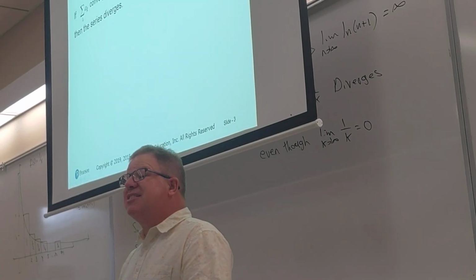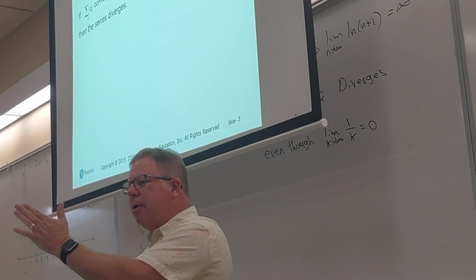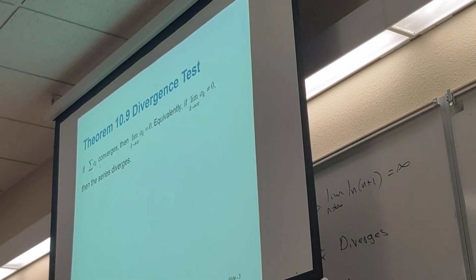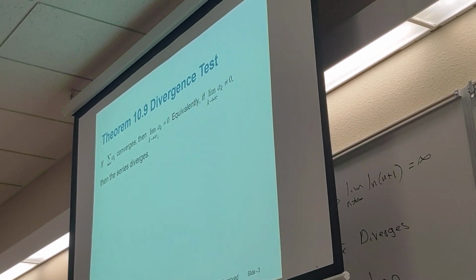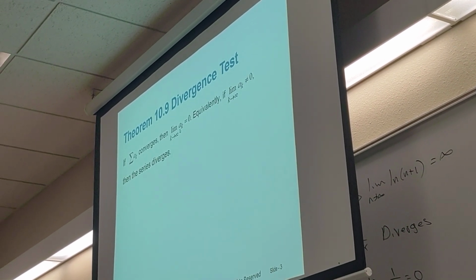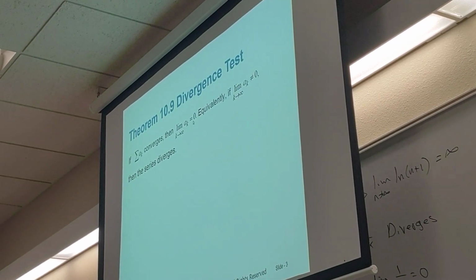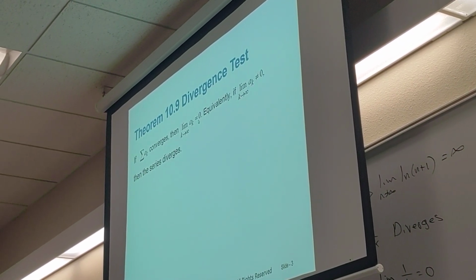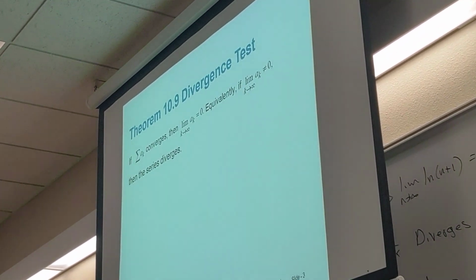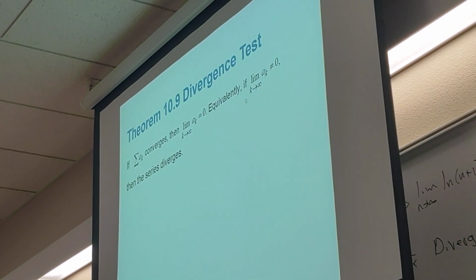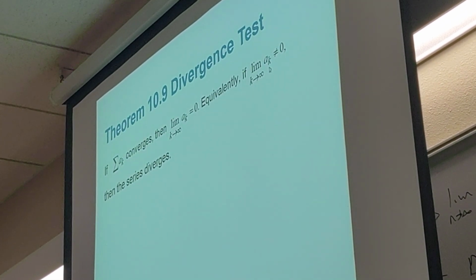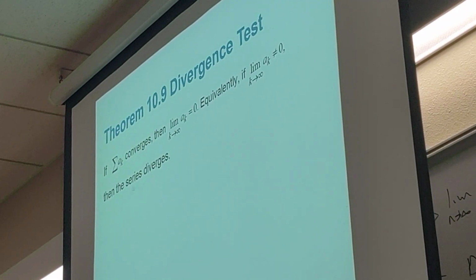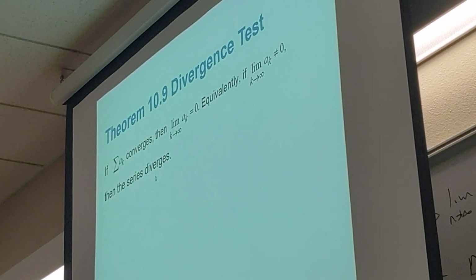If a sum, that means adding them up, converges, then the sequence, the individual terms, must approach zero. That should be intuitive. Equivalently, if the sequence, the individual terms, do not approach zero, then the series diverges. Okay?